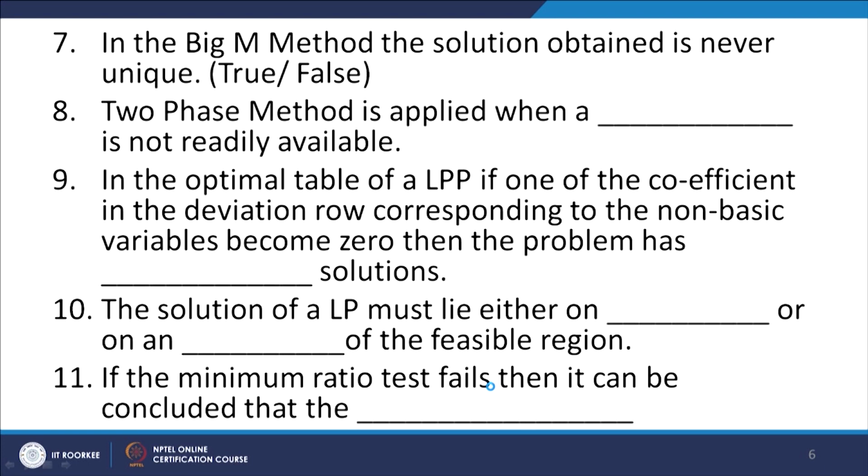Question number 7. In the Big M method, the solution obtained is never unique. True or false?